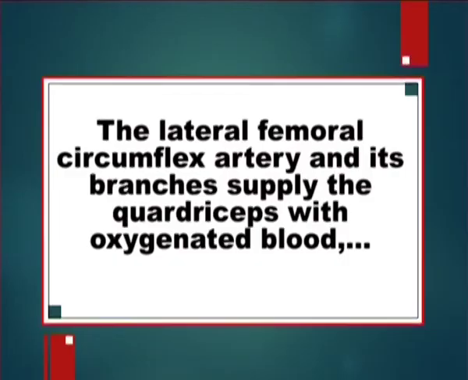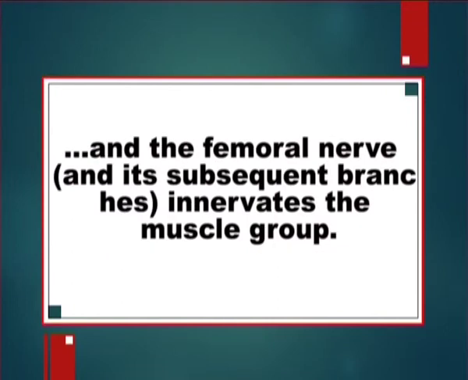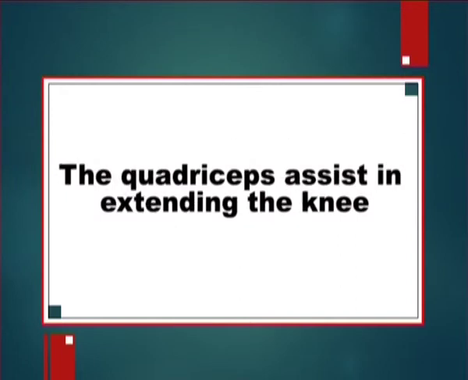The three vastus muscles are also partially covered by the rectus femoris, which also attaches to the kneecap. However, unlike the vastus muscles, the rectus femoris originates from the hip bone. The lateral femoral circumflex artery and its branches supply the quadriceps with oxygenated blood, and the femoral nerve and its subsequent branches innervate the muscle group. The quadriceps assist in extending the knee.